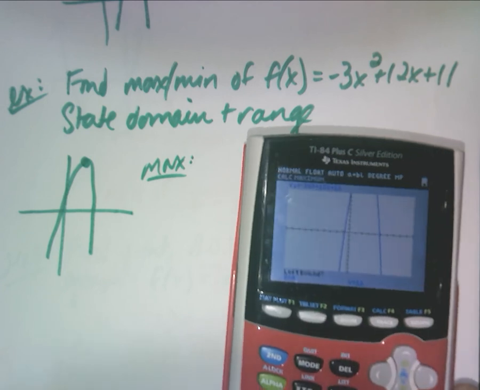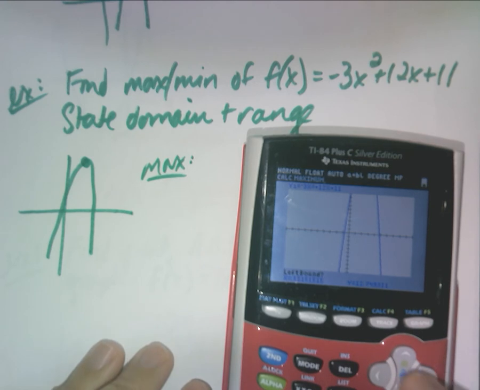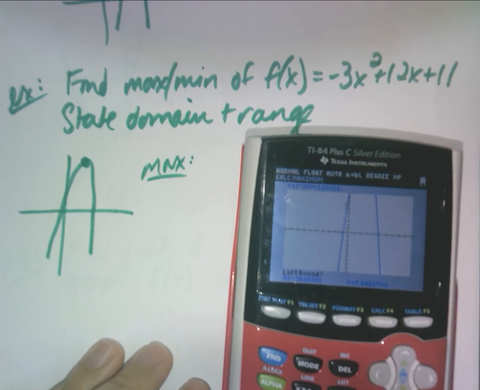It's going to ask you 3 questions. It's going to say left bound, right bound, guess. That's why Amy Davis always is like, second 5, enter, enter, enter, right? It always asks you 3 questions. So second calc, max, and then you have to answer left bound, right bound, guess. So just make your cursor go to the left of it. There's my cursor. You see it? And it doesn't matter where you put it. Just hit enter. Then go to the right of it.